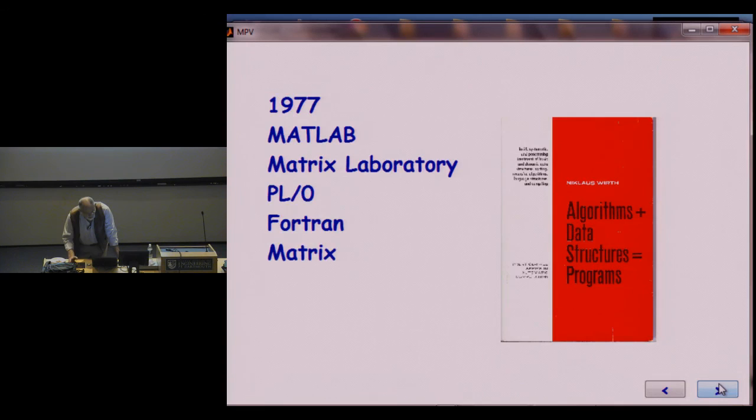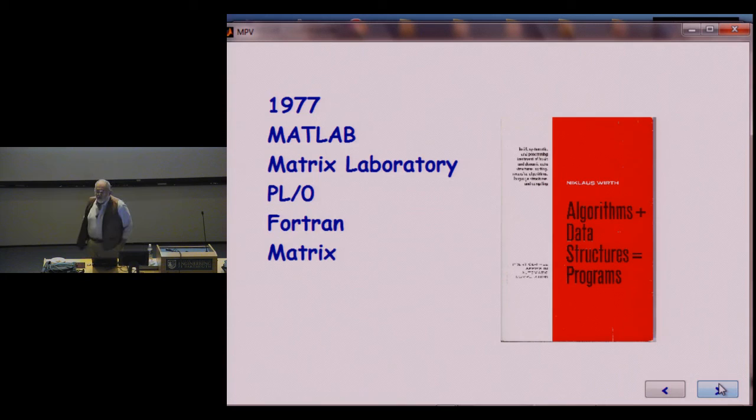I had moved from University of Michigan to the University of New Mexico by that time, and I was teaching numerical analysis and linear algebra. I wanted to have my students have access to LINPACK and EISPACK without writing Fortran programs. So I read this book by Niklaus Wirth. Wirth was later to go on and write Pascal, but this was kind of a predecessor of Pascal. I learned how to parse computer languages from this book. He had a language called PL0 that he talked about in this book.